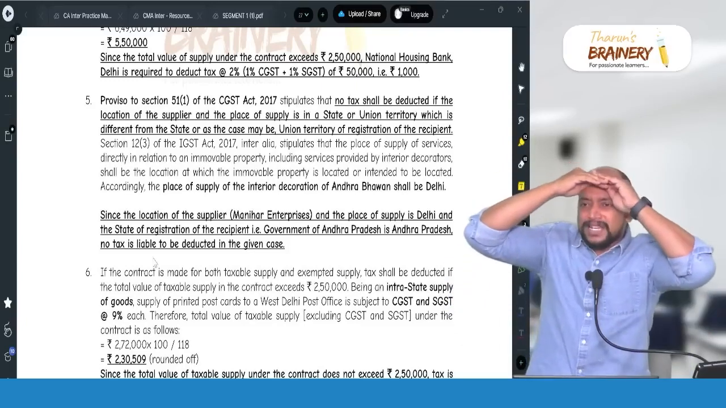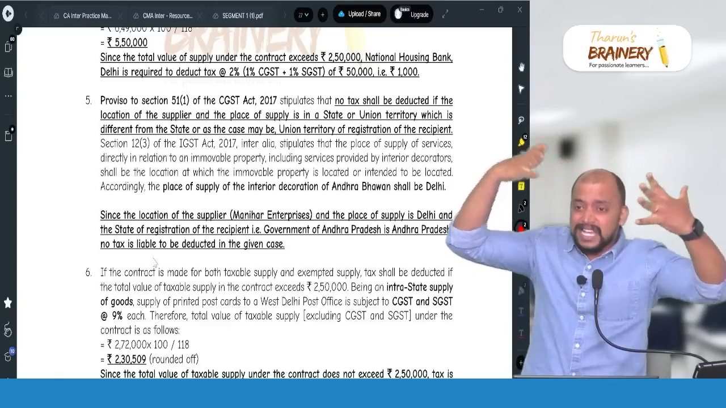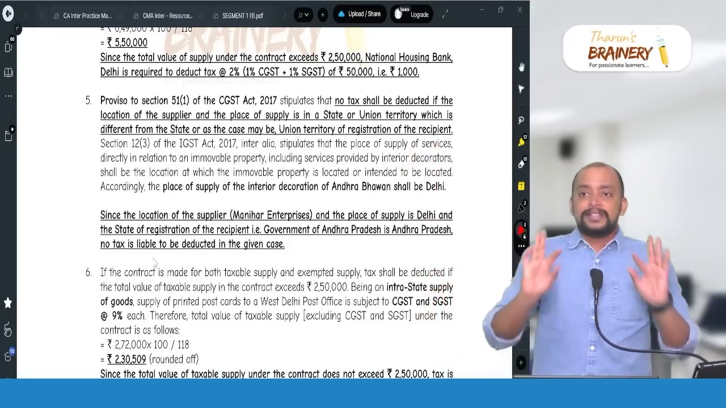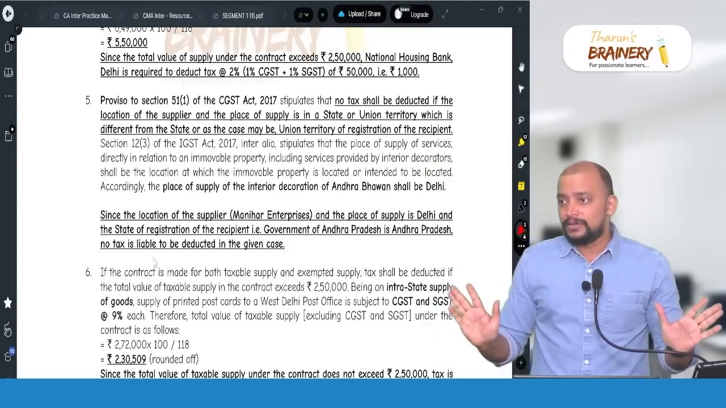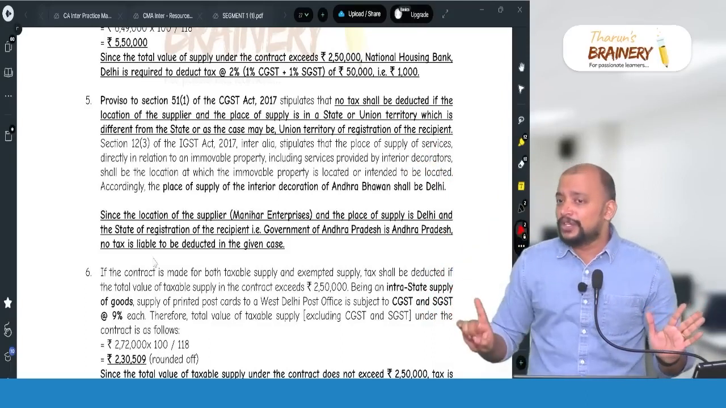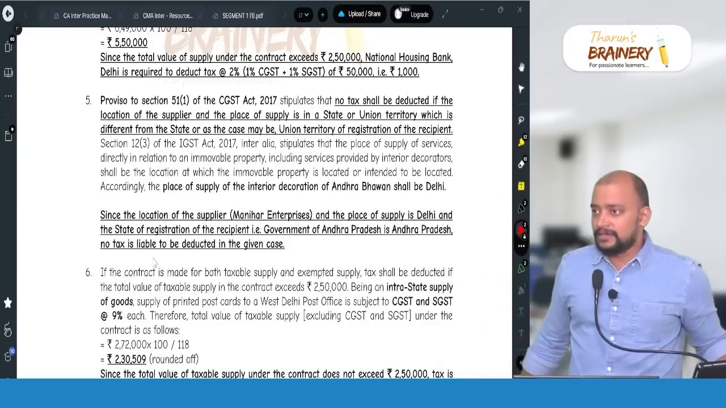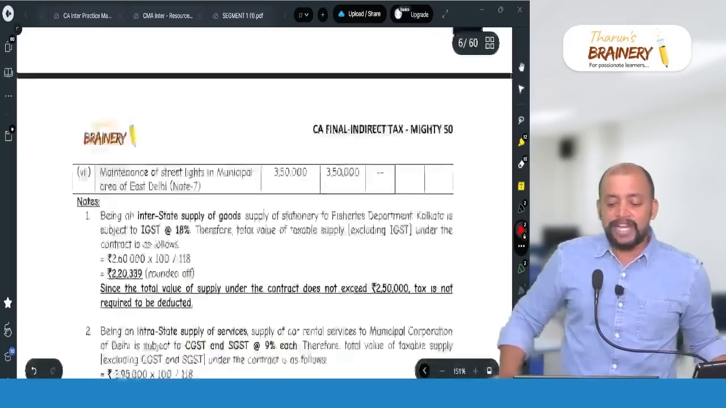That need not be in legal language. Grammar, don't bother about it. Sentence formation, if you know. Whatever is processing in your mind, ensure that you are writing it there. It has to be written, and then only you can expect full marks for this.